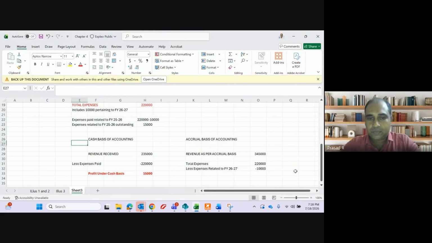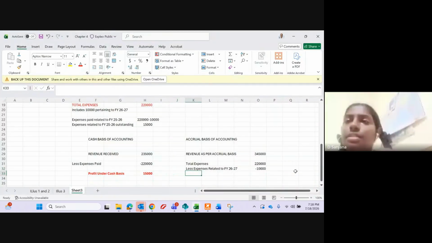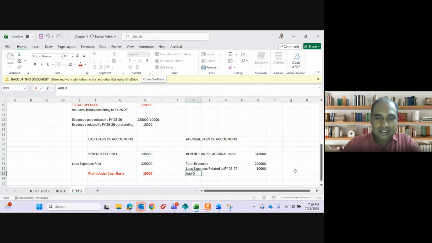In accrual system, even though expenses are not paid, the moment they are incurred, we have to add them. We have to add outstanding expenses.